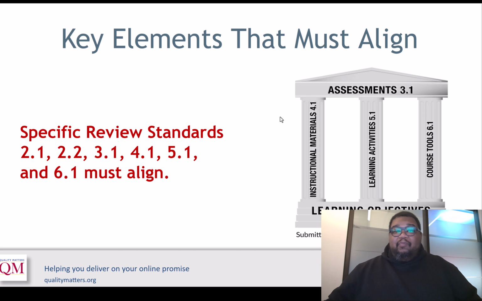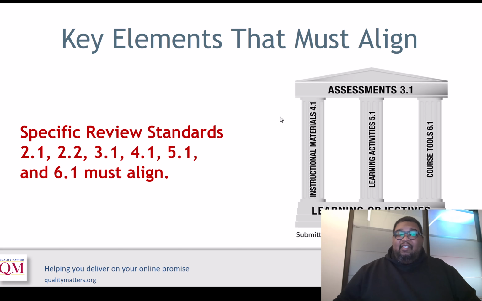These alignment standards specifically refer to 2.1, 2.2, 3.1, 4.1, 5.1, and 6.1. Specifically, learning objectives: course and module objectives. Then you get into your assessments. Do those assessments measure what those learning objectives are? Do they align back to those learning objectives and ultimately the course objectives? Do the instructional materials support student learning in that capacity? Do the learning activities support student learning? And do the course tools and technology help support that learning as well and the achievement of those learning objectives?